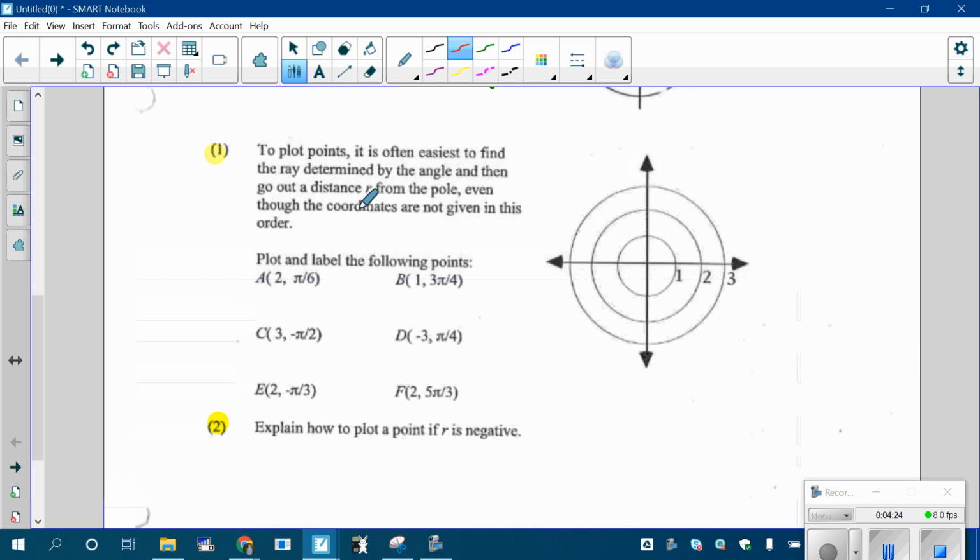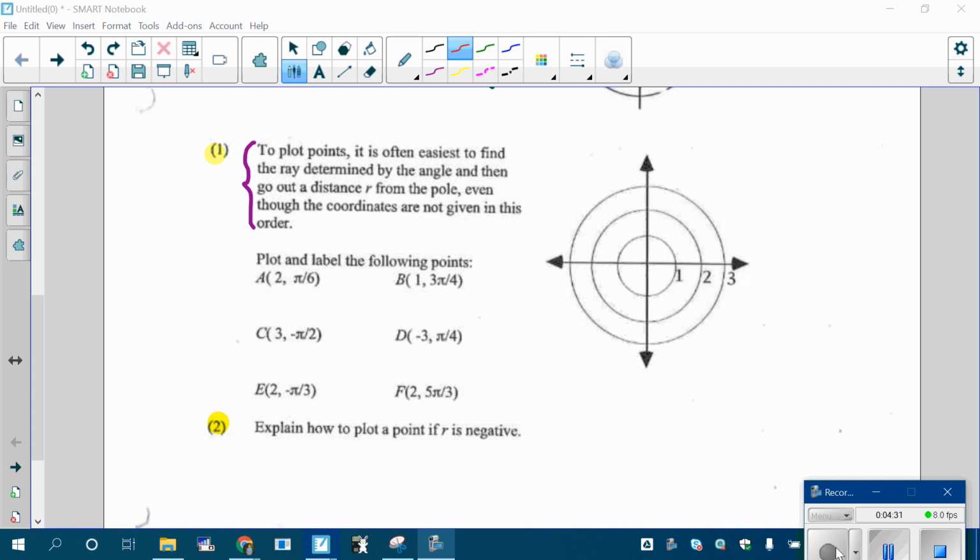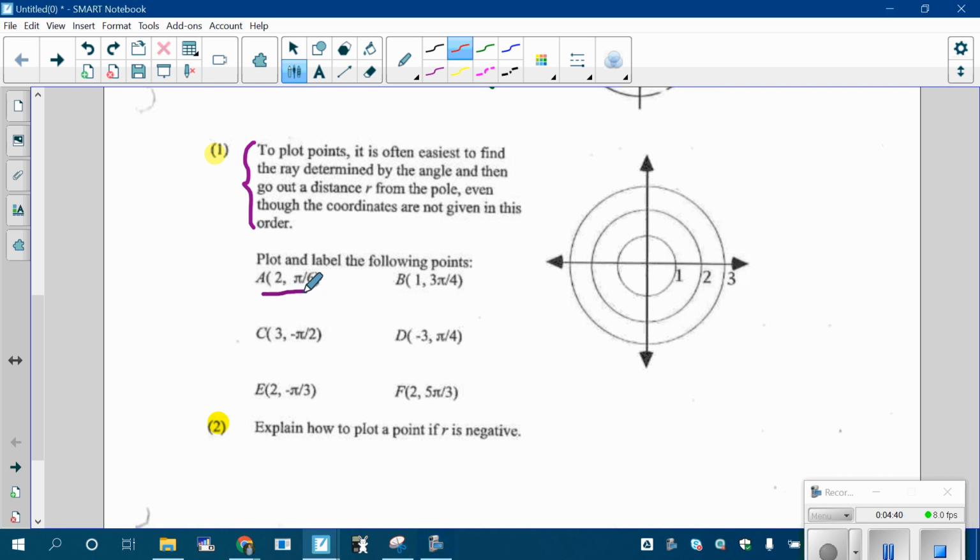When you actually plot a polar point, read this point really quick. Even though they tell you the r first and the theta second, it's actually easier to think about the angle and then go out that far. So plot point A, for instance, it's easier to think, go at a π/6 angle, and go out 2 units, here would be point A.